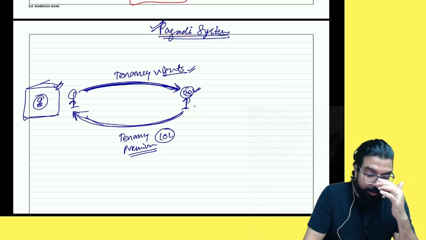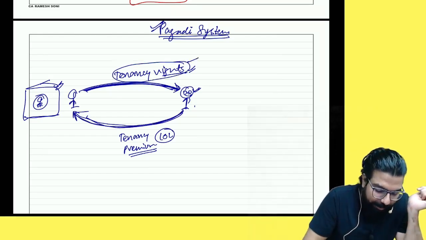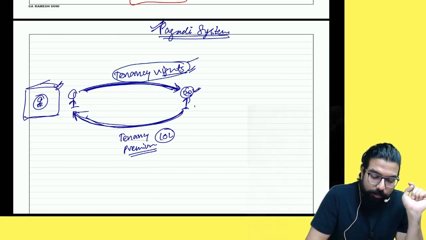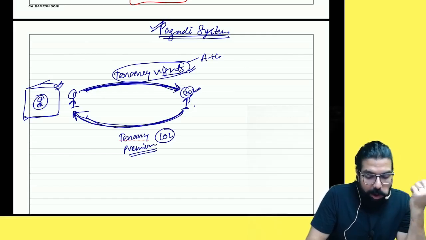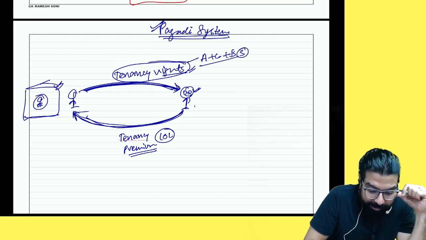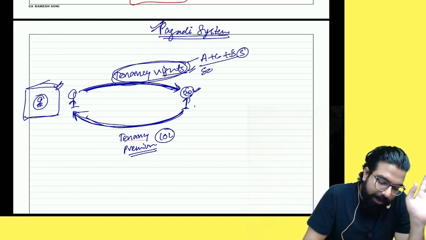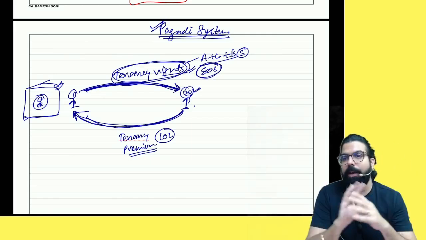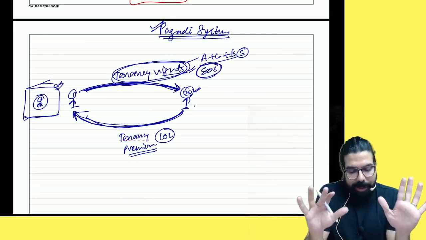My question to you guys, giving tenancy right and taking tenancy premium, is it supply? One minute. Are you doing an activity? Are you doing it for consideration? Are you doing it to earn money? Is it supply? So giving tenancy right is supply of goods or supply of service? Simple clarification, it's a supply of service. Anyone, any doubt till here? Can I go ahead?